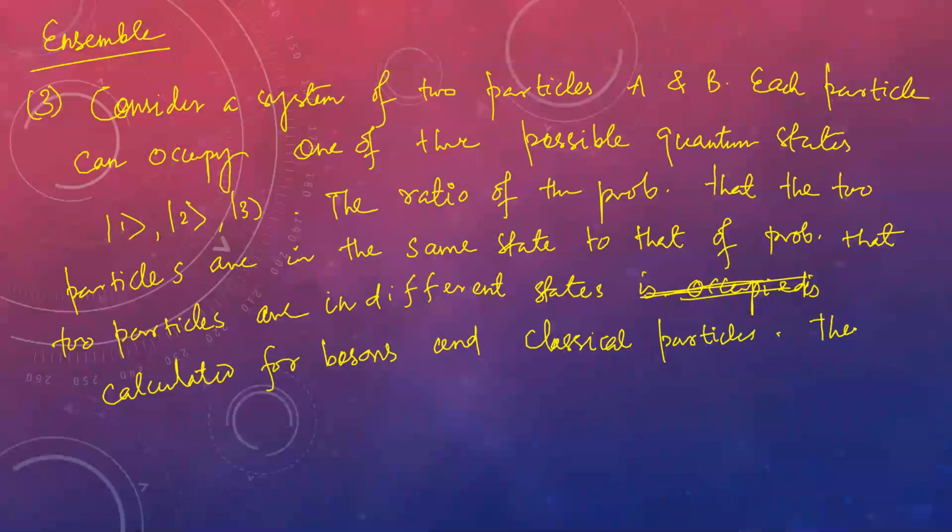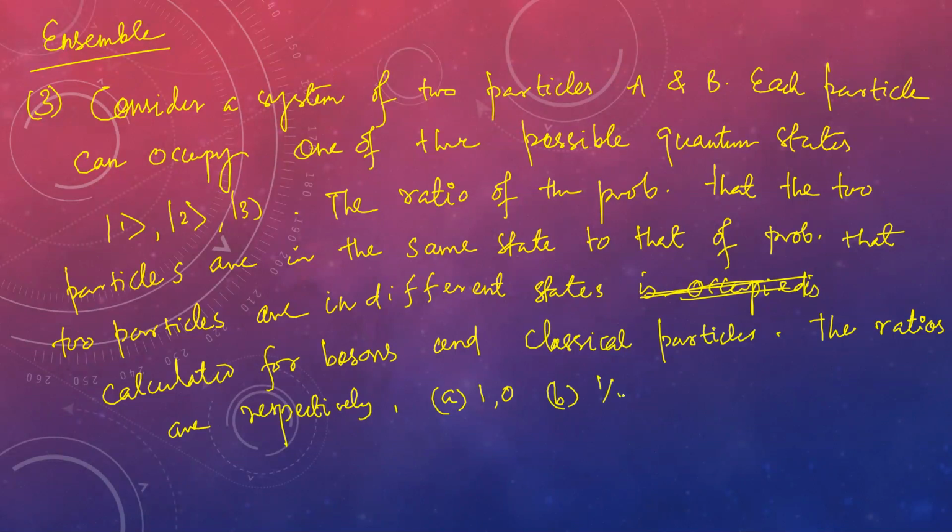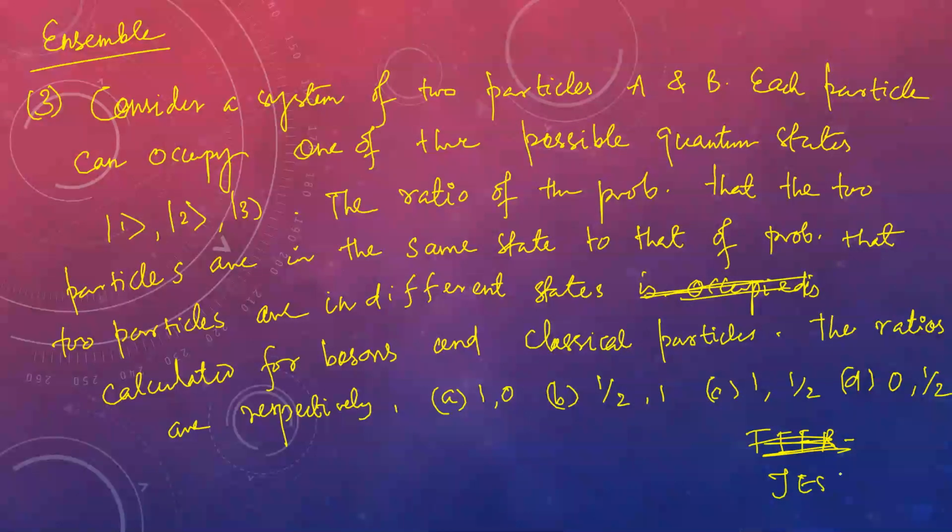They are respectively the ratios 1, 0, 1/2, 1, 1, 1/2, 0, 1/2. Okay, this question came in JS 2013. Let's read the question two, three times. After that only we will try to solve it.